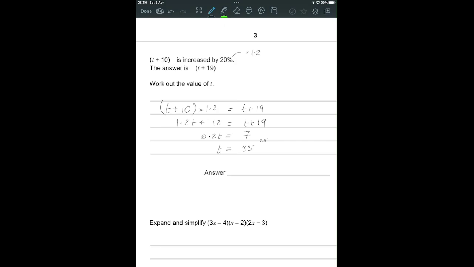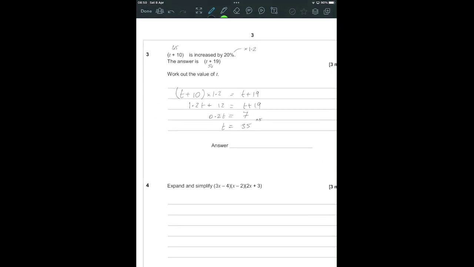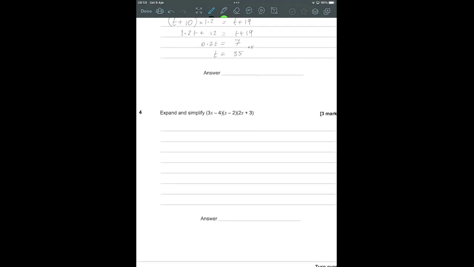If I wanted to, I could go back and check. It's a lot harder to check without a calculator. But that's then 45 increased by 20% gets to 54. Does that work? Well, 20% of 45 is 9. Add on the 9. Yes, indeed, that works.